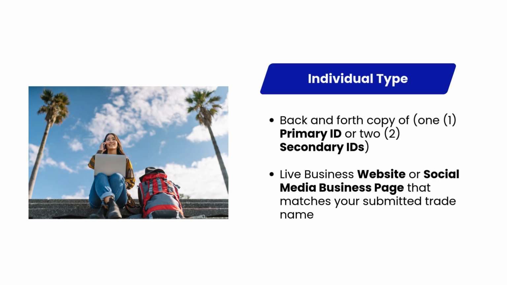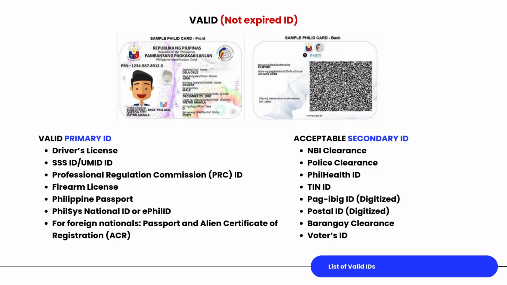Of course, other than your valid government ID, we will need a live business website or a social media business page that matches your submitted trade name or your full name. Here you can see the lists of acceptable primary IDs and secondary IDs. Again, let me reiterate that if you don't have any of these primary IDs, you can submit two secondary IDs.